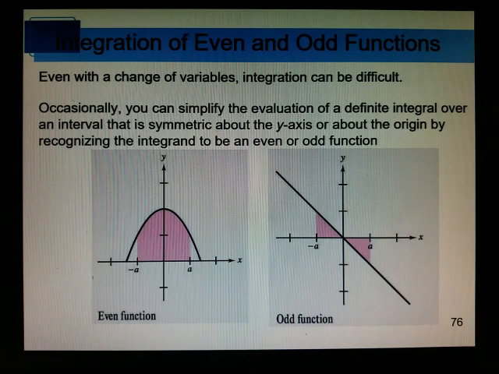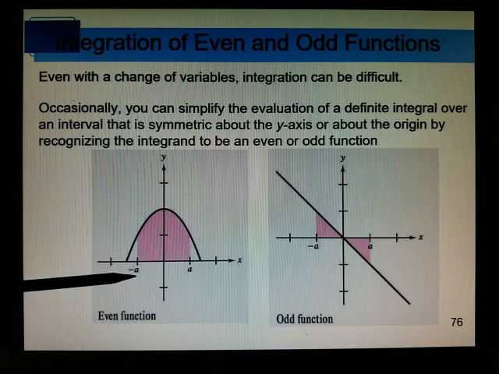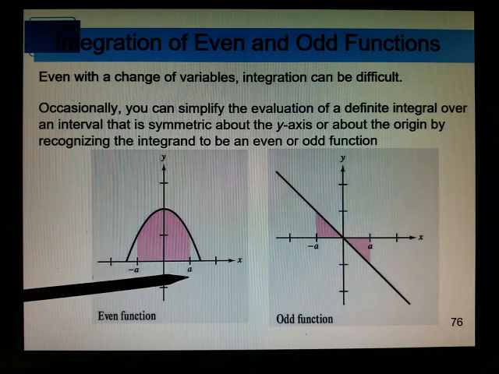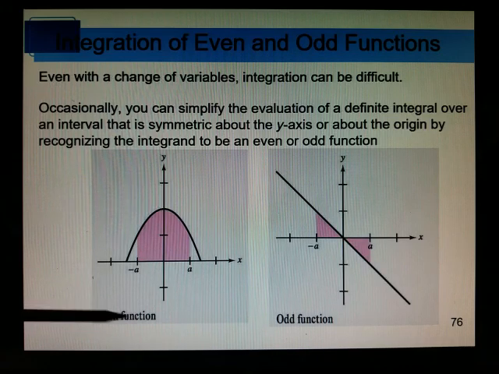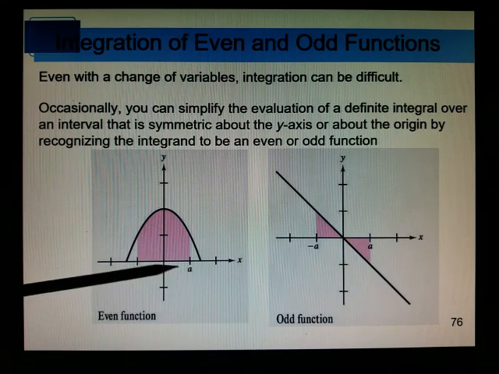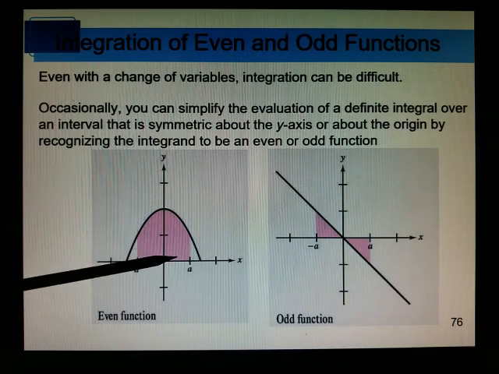So even with a change of variables, integration can be difficult, but occasionally we can simplify integrals because if they're symmetric with the y-axis or origin, if we know a function's even or odd, it'll help us. So if a function was even, do I really have to integrate from negative a to a? No, see, if it's even, it means it's symmetric with the y-axis. So I really could integrate from 0 to a and then take that answer times 2.